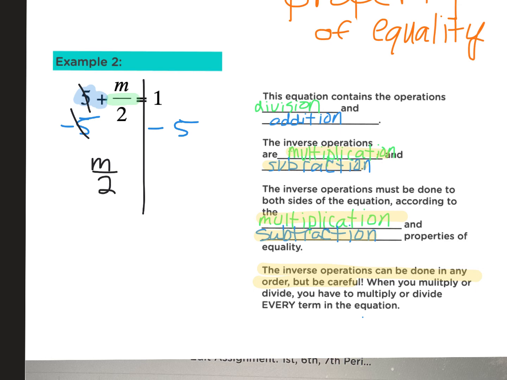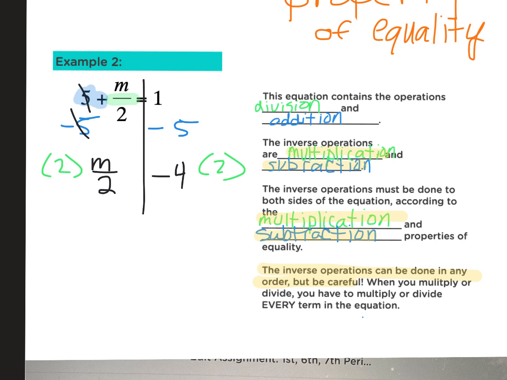On the right-hand side, we've got 1 minus 5, which is negative 4. Now, how are we going to cancel out dividing by 2? What's the inverse of dividing by 2? Multiplying by 2, right? I was going to say that, Mikey. Okay. Negative 8.